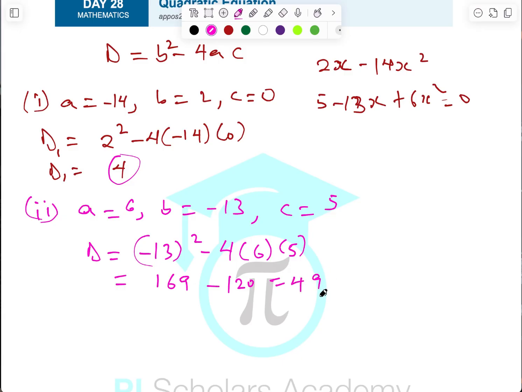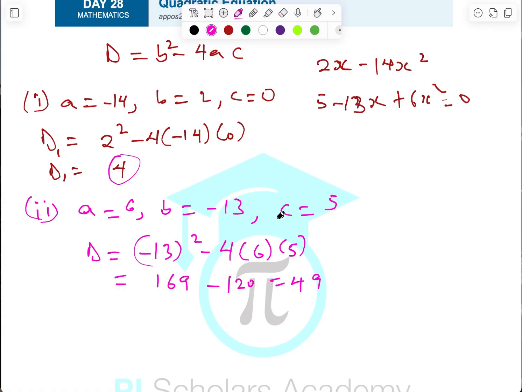So let me quickly confirm that with my calculator. 4 times 6 times 5, that's 120. So 169 minus 120, that's 49. So this is also going to give us a real and unequal root. In fact, I like this randomly selected quadratic equation because they're going to really be useful in the further things I want to explain very soon.